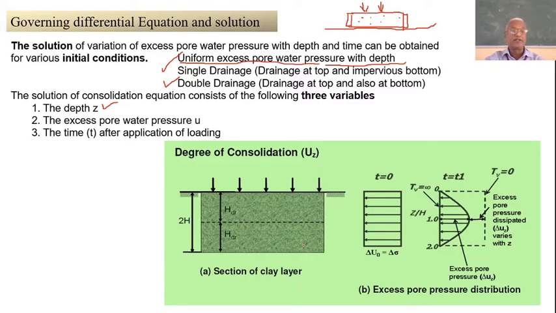It is a double drainage condition. So water that is present nearer to the bottom edge will be quickly moving out, but water which is further inside, right up to that midpoint, will take a lot of time to go out. Now here at time t equal to 0, in the beginning, we have said uniform excess pore water pressure.